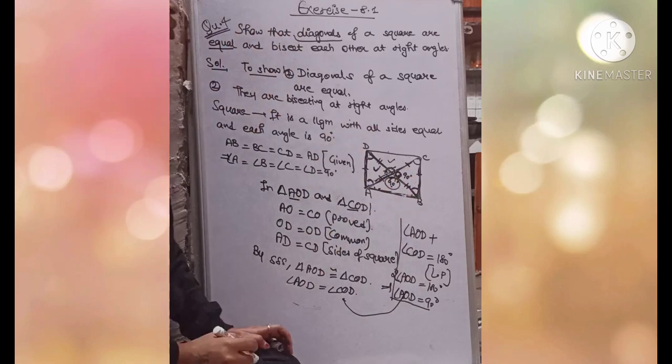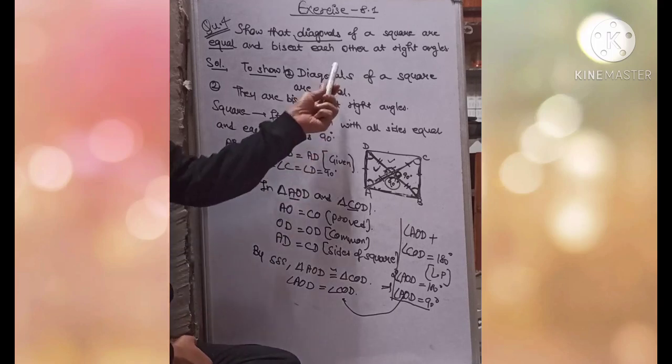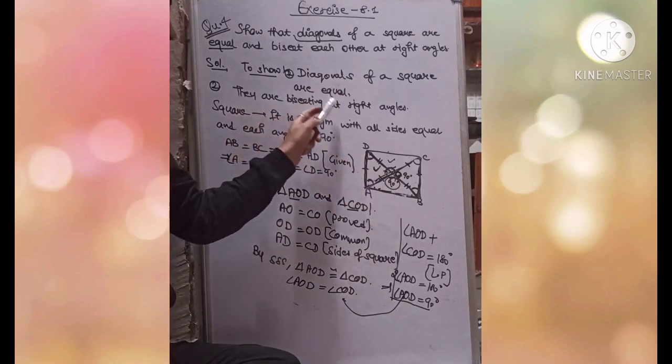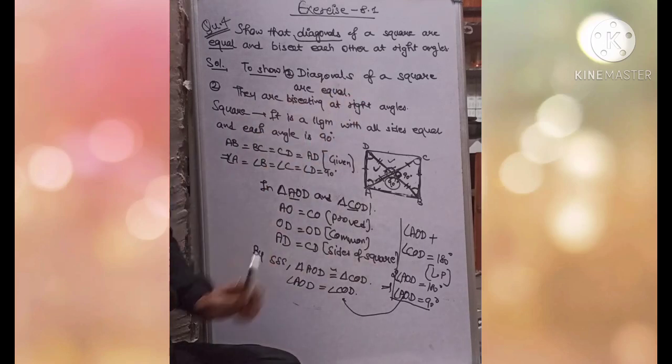So we have proved two things. First, diagonals are equal by showing two triangles as congruent, and second, they are bisecting and they are bisecting at right angles. So this is question 4 of exercise 4.8.1.